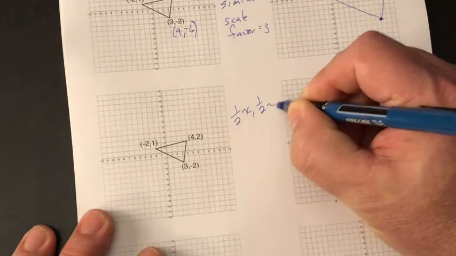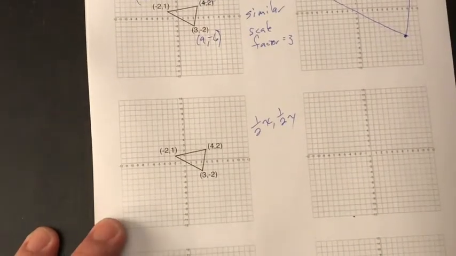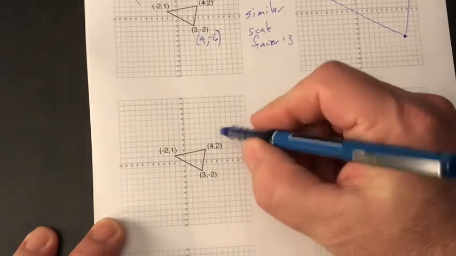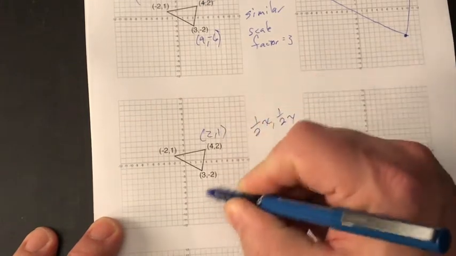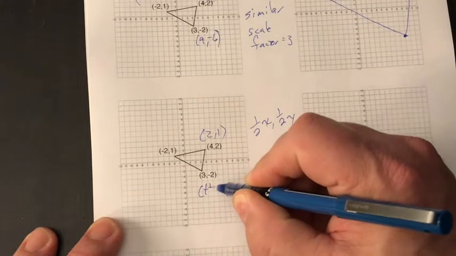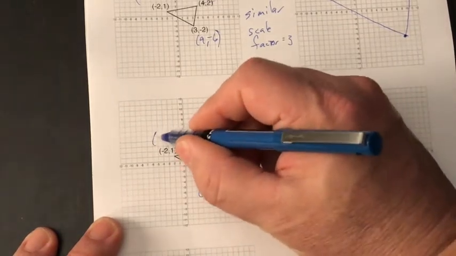Now, what if I used this rule? 1/2 x, 1/2 y. What do you think that's going to do to the shape? Well, you are right. It's going to take all these numbers and make them half as big, so 4, 2 is going to become 2, 1. 3, negative 2 is going to become 1.5, negative 1. And negative 2, 1 is going to become negative 1, 1/2.